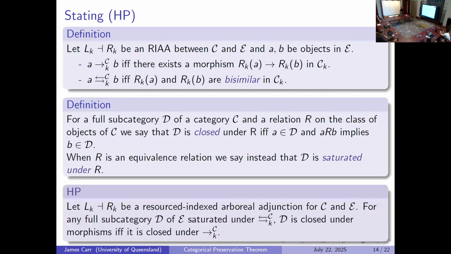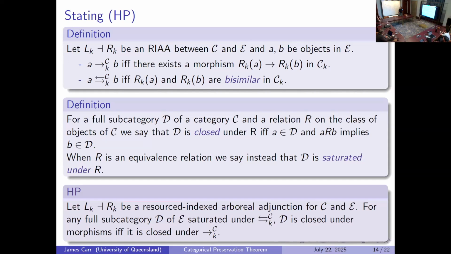And what HP actually says in a categorical setting is: if you have some resource indexed or arboreal adjunction, then for any full subcategory D of our base category that's saturated under this left-right arrow CK relation, so when the images being bisimilar implies that your category membership has to match, in that case D is closed under the morphisms of the base category exactly when it's closed under this arrow CK relation.